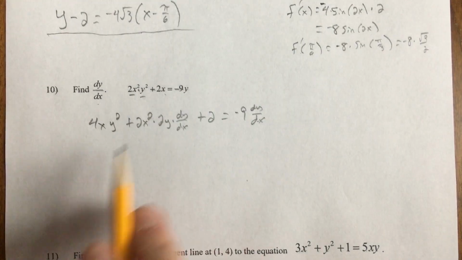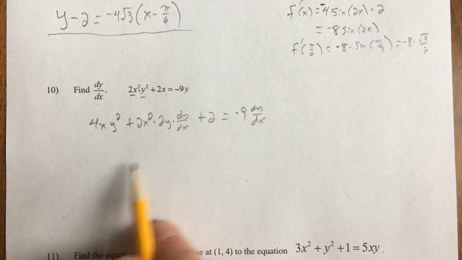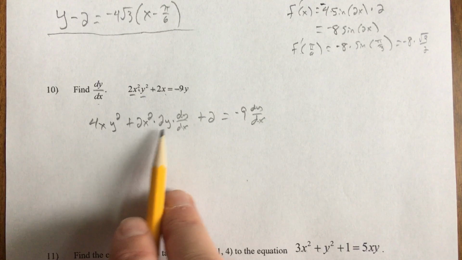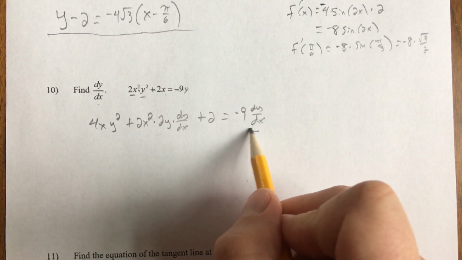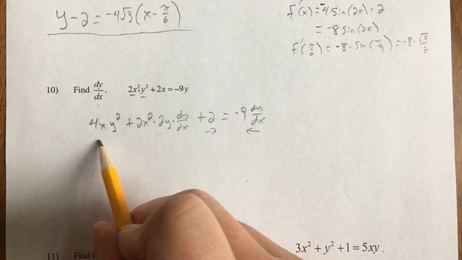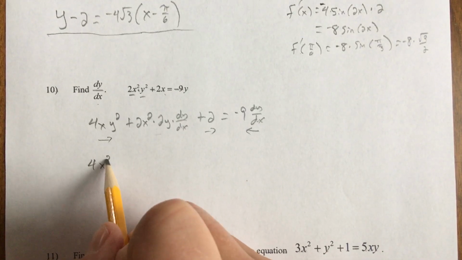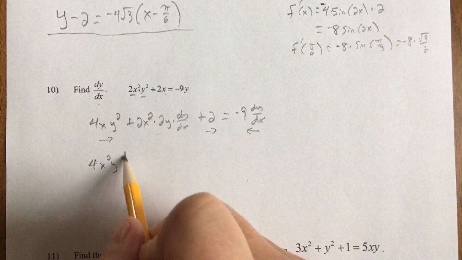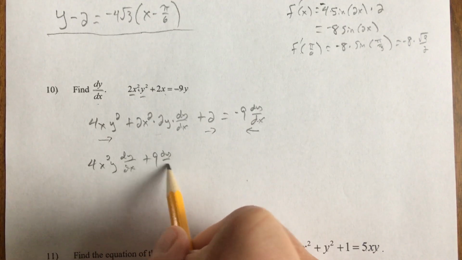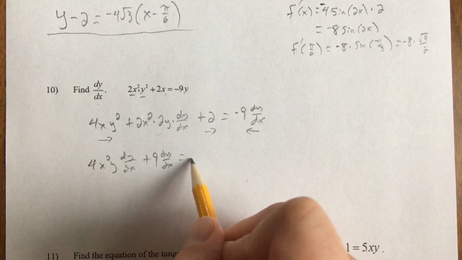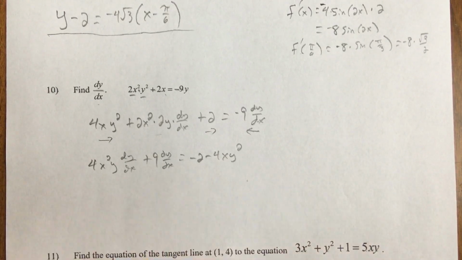Okay. So now what I want to do is I want dy/dx's to one side, and everything else to the other. It does not matter which side is which. I think this looks a little more complicated to move, so I'm just going to slide this guy over. So he's coming this way, and these two are going that way. So if I simplify this, this is going to be 4x squared y dy/dx plus 9 dy/dx equals negative 2 minus 4xy squared, and those could be flipped around.